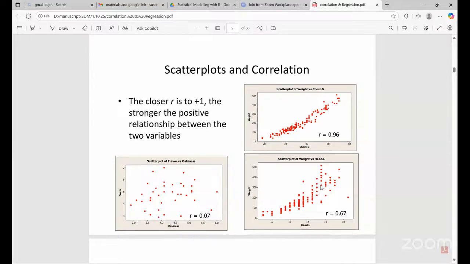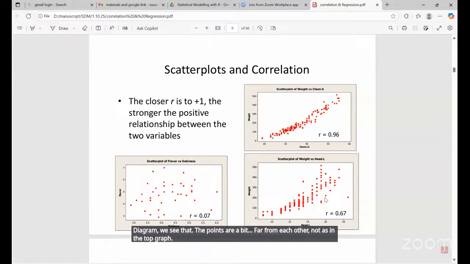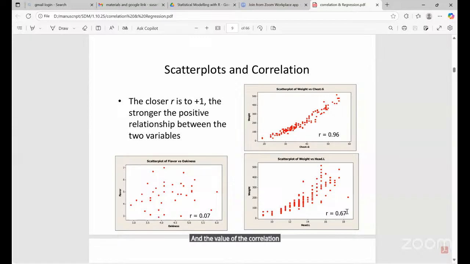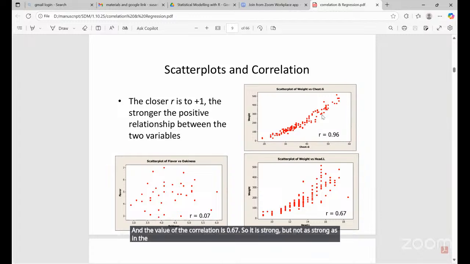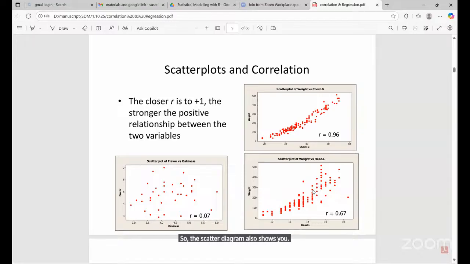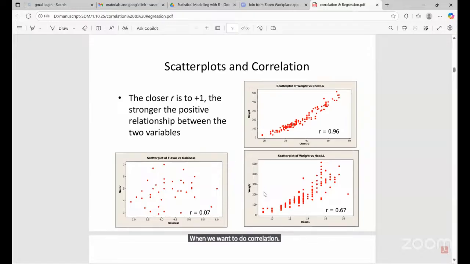And when we go to the third diagram, we see that the points are a bit far from each other, not as in the top graph, and the value of the correlation is 0.67. So it is strong, but not as strong as in the first diagram above it. So the scatter diagram also shows you the type of correlation that you're dealing with. It is the first descriptive statistics we do when we want to do correlation and regression.